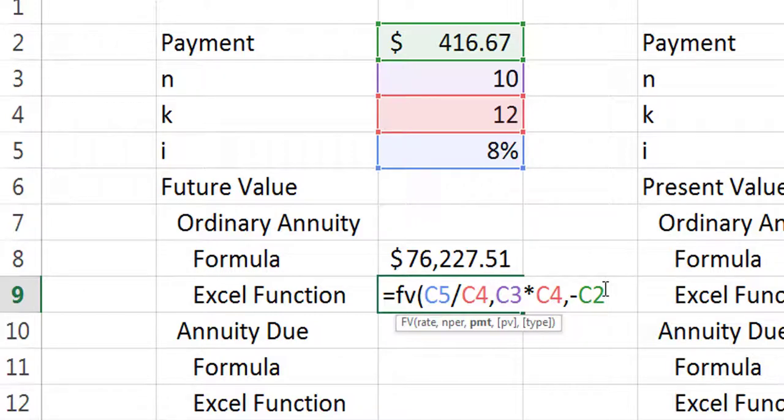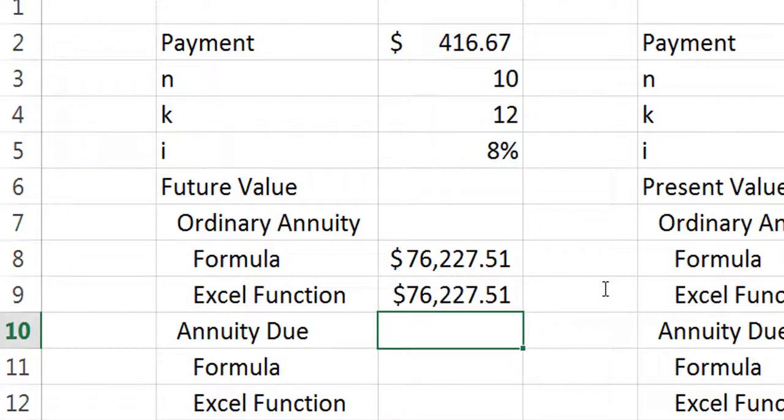So the type is what we use to set it to an ordinary annuity or an annuity due. Ordinary annuity is the default. So if we want to enter an ordinary annuity, we don't have to do anything. So we're just going to close the parentheses and press enter. And it turns out our formula was correct. We got the exact same thing, and that's awful handy.